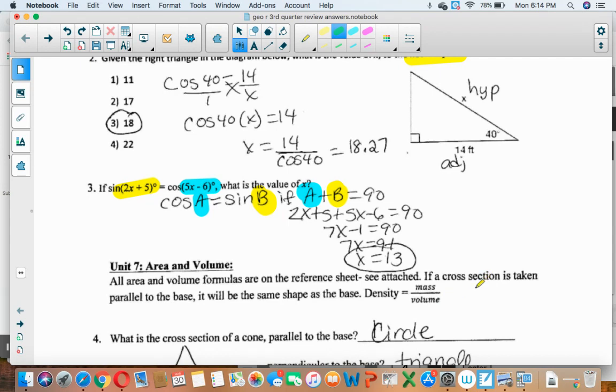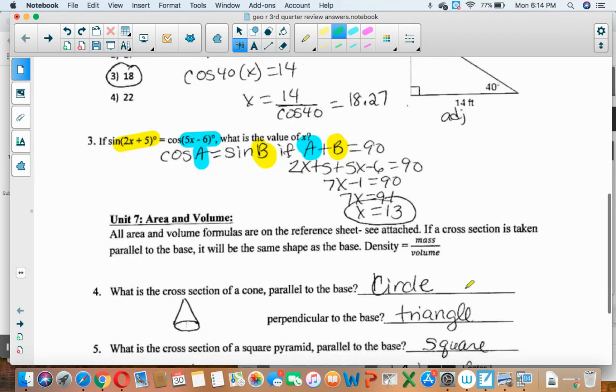A cross-section is like a slice that's taken of a figure. If you take that cross-section parallel to the base, then it's always going to be whatever shape the base is. And if you take it perpendicular to the base, you sort of have to imagine what the sides would be like. So let's look at 4.